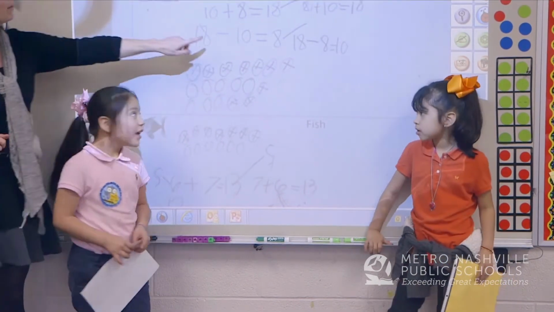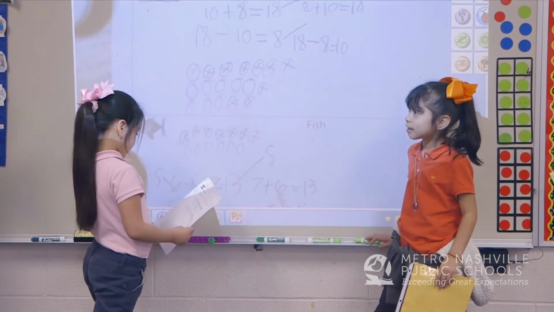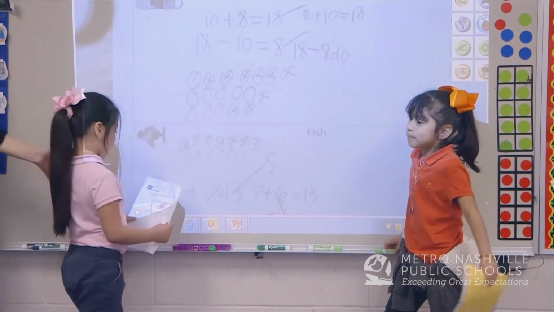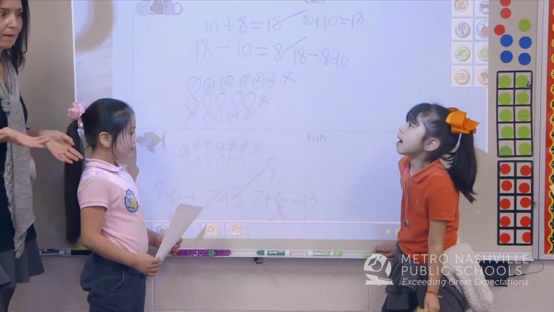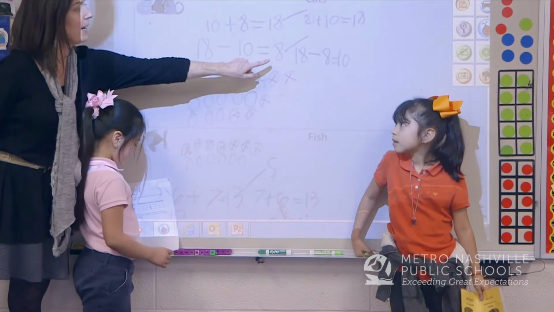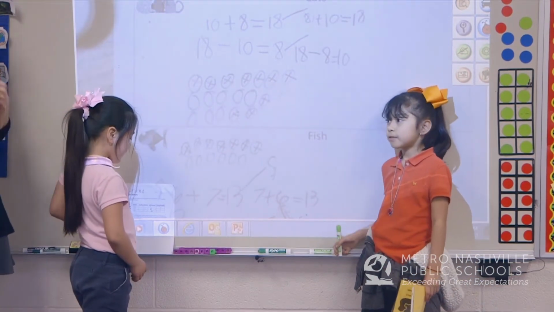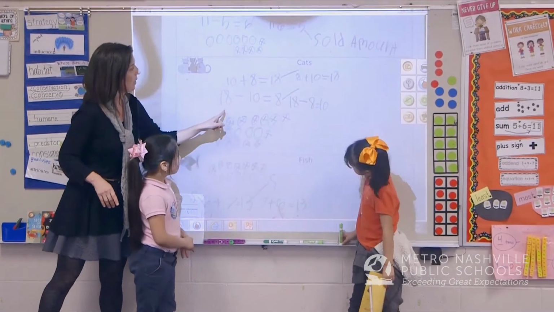So Emily, what does this 10 represent? It represents the cats that have been taken away. And why were they taken away? Because people wanted them, and what did they do? They bought them. So 10 is the number of cats that were sold, and 8 is the quantity that were left. Absolutely. Thank you.